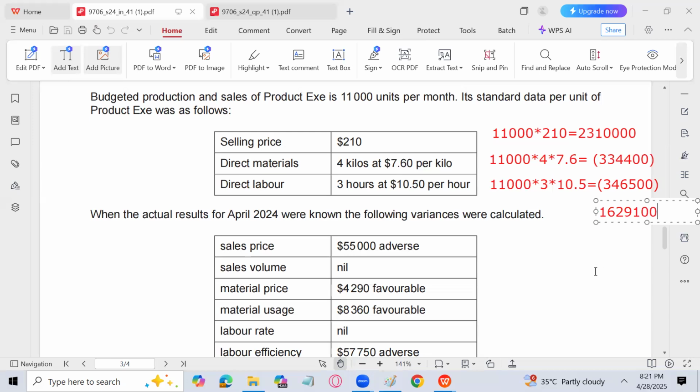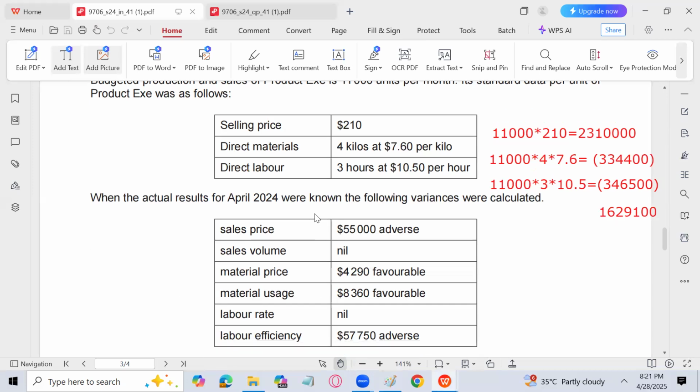So that is going to be 1,629,100. We want to have the same total contribution as the standard contribution, and we want to find what the selling price should be to achieve the same contribution that we have in the standard contribution. So the standard contribution is 1,629,100. I want to have the same contribution, and the units are going to be the same, 11,000, because actual units are the same as budgeted units, right?